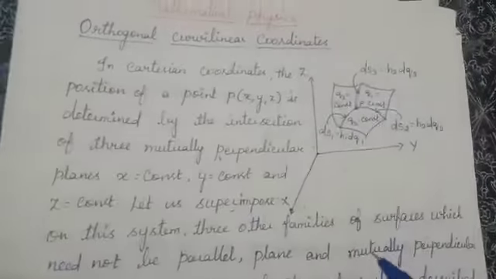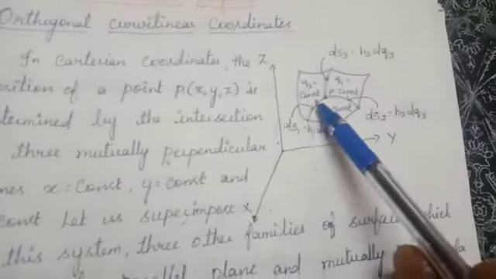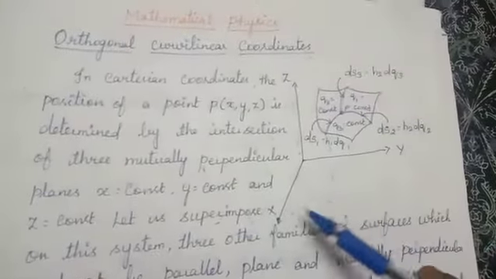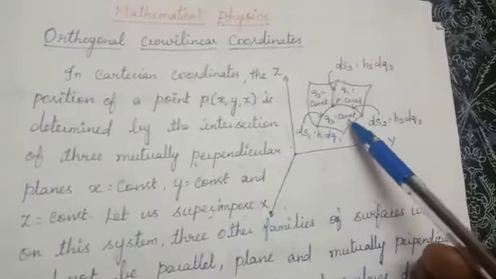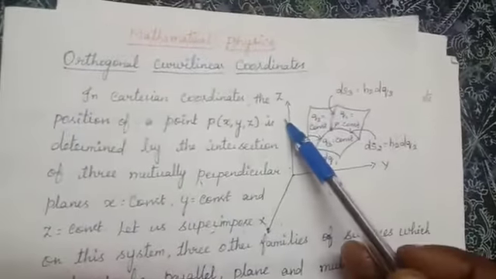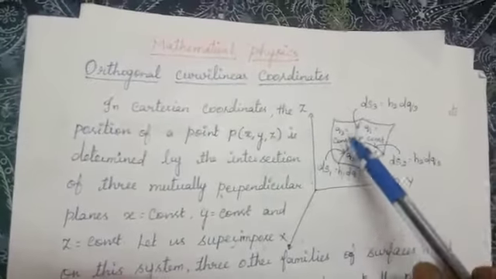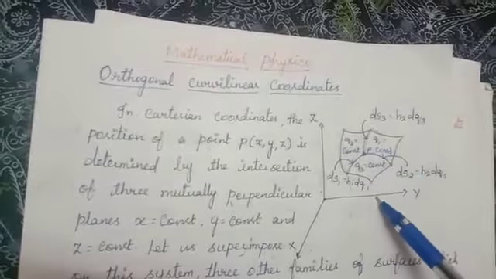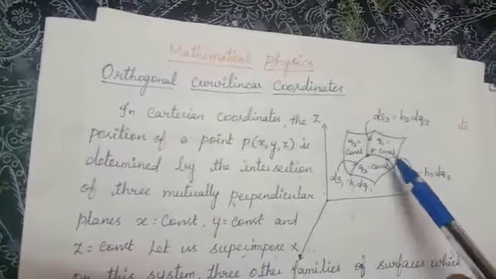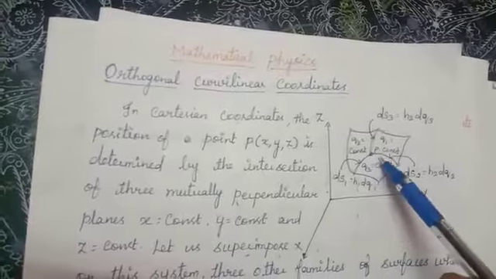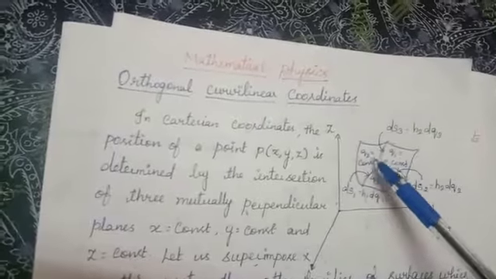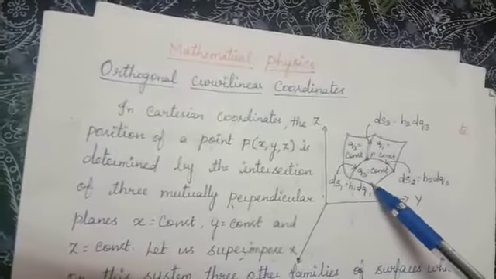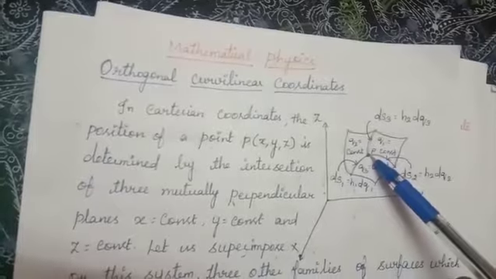In Cartesian coordinates, the position of a point P(x, y, z) can be determined by the intersection of three mutually perpendicular planes, that is x, y, z equal to constant. Let us superimpose on this system three other families of surfaces, which need not be parallel planes or mutually perpendicular. Let the three families of surfaces be described by q1, q2, q3 equal to constant. These three surfaces intersect at the point P.